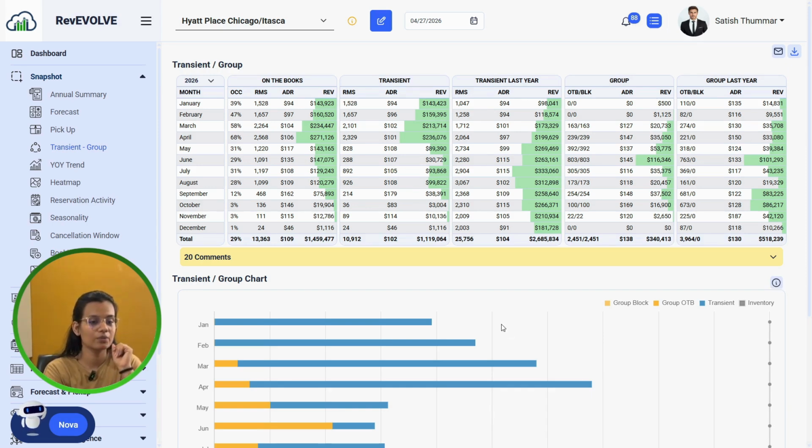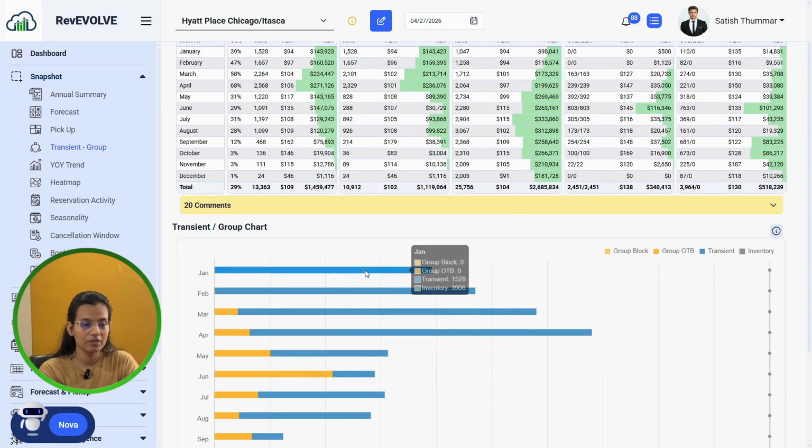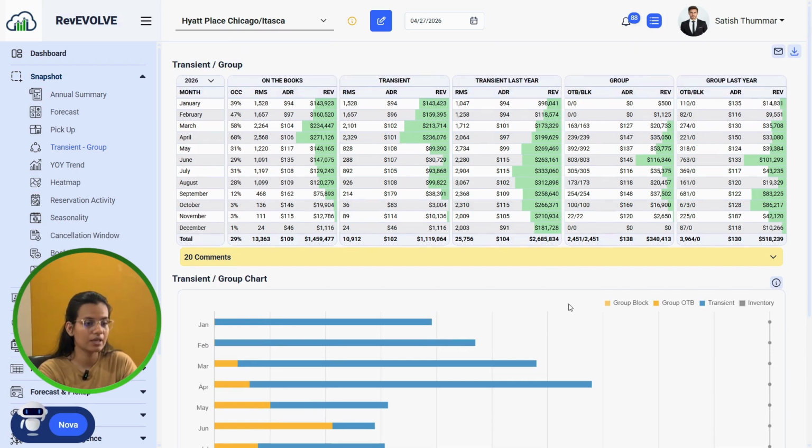So first one here, we can see we have transient and group, where we have on the books transient, last year transient, group, and group last year. So here we can see in January we have the group and transient bookings, where this is the inventory line. This is the inventory line where we can see whether our transient booking or group booking is beyond that line or not so far. So here we have all the occupancy, rooms, ADR, and revenue on the books, which is the current scenario.